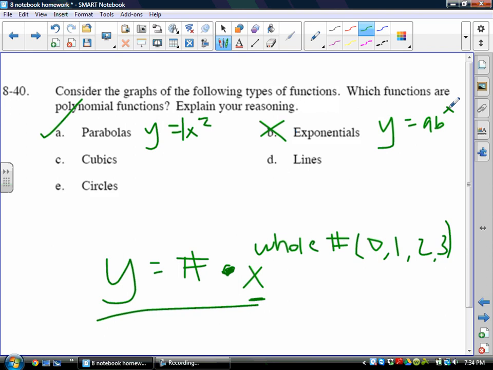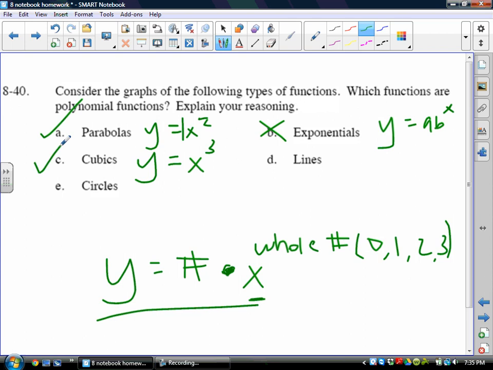Okay? Cubics, the parent function of that would be y equals x to the third power. Well, it's basically the same thing as parabolas, except it has a third power instead of a second. Okay, so that one's going to be a yes.